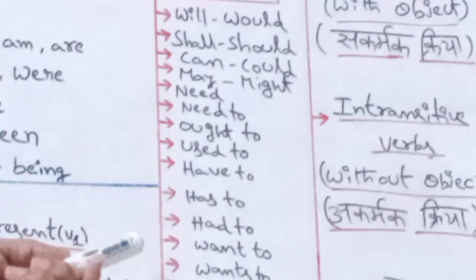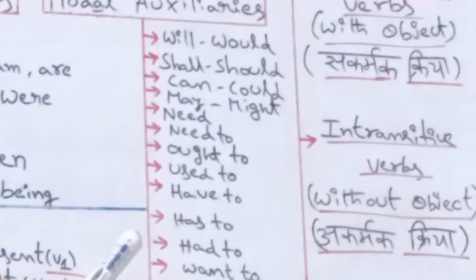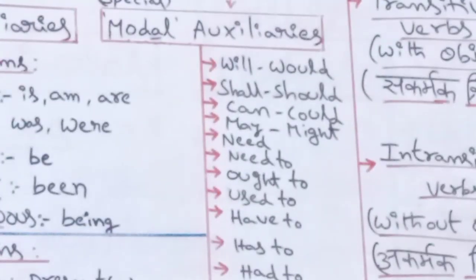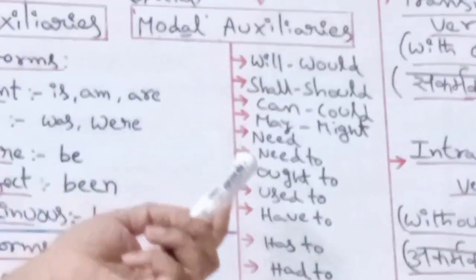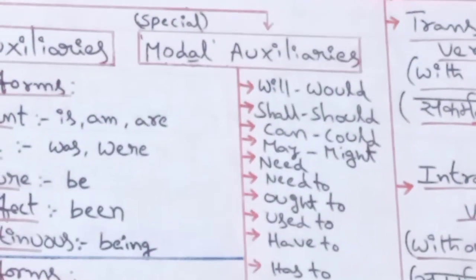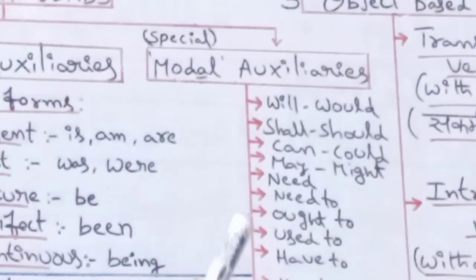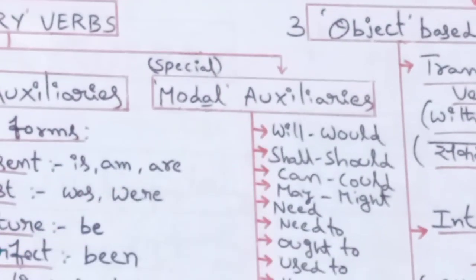And each and every one of these modal auxiliary verbs has its own usage and its own specific meaning: where to use, when to use, how to use. So it's a big deal, it's a big chapter. And this is just an introduction, just a list of modal auxiliary verbs.